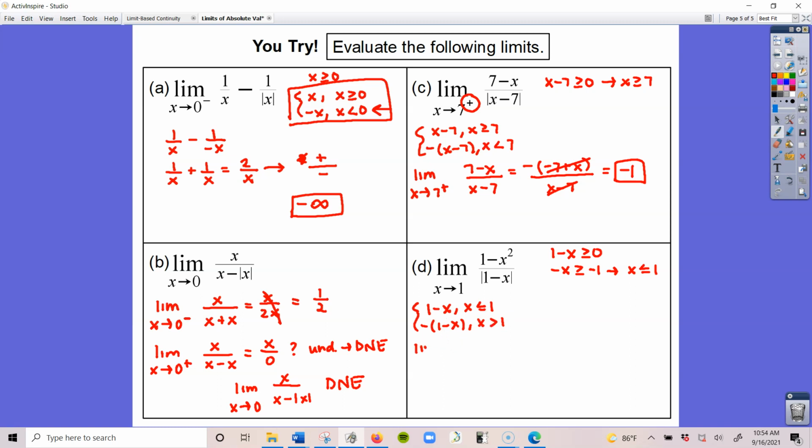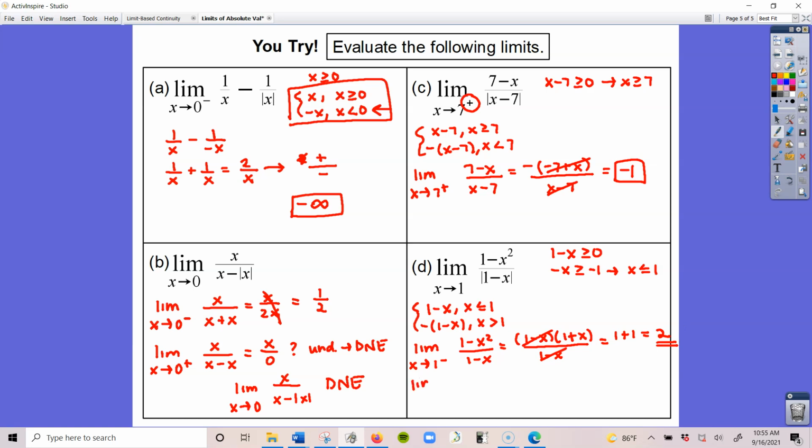So let's find the left side limit. The limit as x is approaching 1 from the left would be the 1 minus x squared over, now the left is the top piece, so that is the 1 minus x. Now what I can do with the 1 minus x squared is that this is a difference of squares. So we get 1 minus x times 1 plus x. And in the denominator, it's 1 minus x. So I can cancel. And now I can plug in the 1. So 1 plus 1 would equal 2. So this is my left limit.